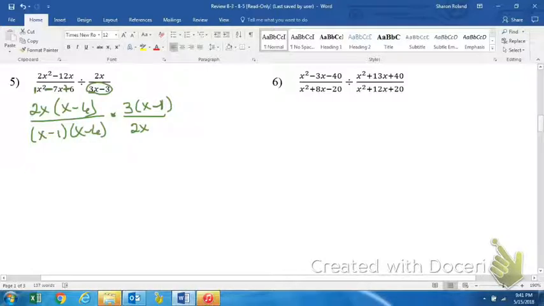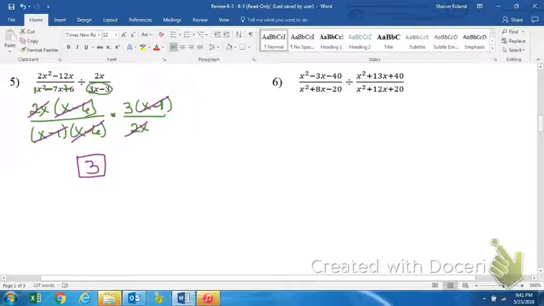All right. So now that everything's factored and it's a multiplication problem, you just cancel from the numerator to the denominator. But you have to make sure that what you're canceling is on top and on bottom. Like 2x is in the numerator, 2x is in the denominator. It cancels. X minus 6 here, x minus 6 there. X minus 1's cancel, and the only thing that's left is 3. And that's your answer.